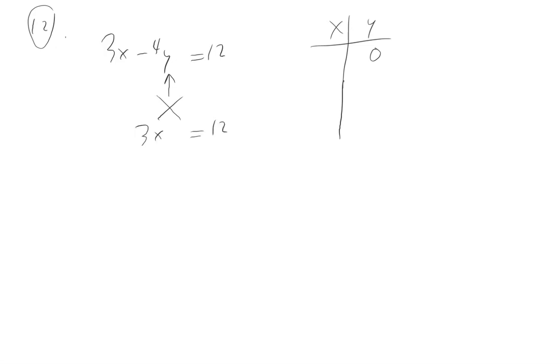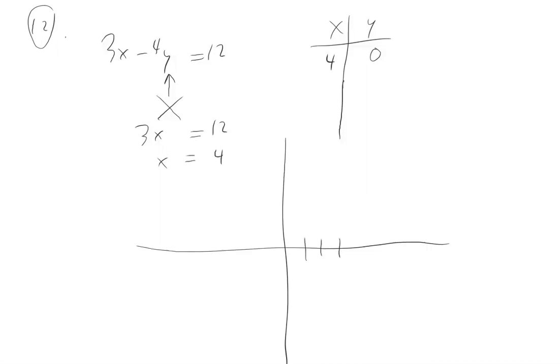Now, 3 times what equals 12, right? x would have to equal 4, right? So the x-intercept is 4. So I'm going to make a graph. Now on the x-axis, I'm going to plot x equals 4. Then I need to find the y-intercept. So to find the y-intercept, you plug in 0 for x.